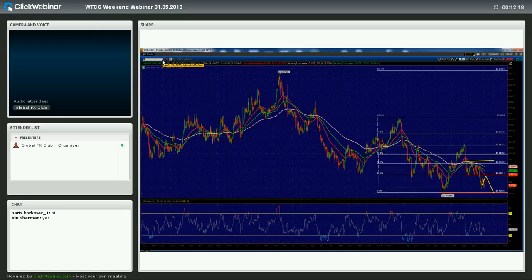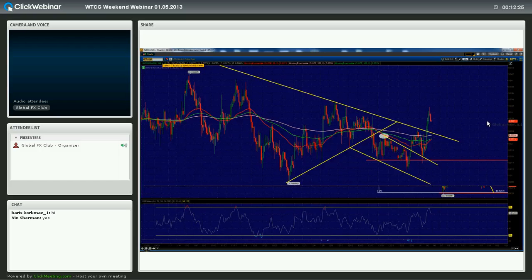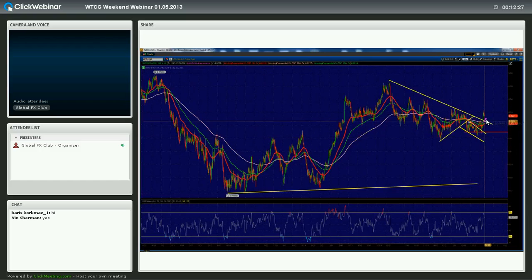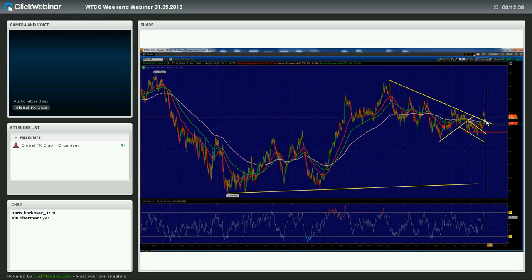Let's take a look at Kiwi. If you're not in a Kiwi trade right now, there's a pretty nice long opportunity here at 82.35. Should we extend down that far, that would be a trend line retest and a pretty decent fib level as well. So look out for that on Kiwi dollar. Something like this.